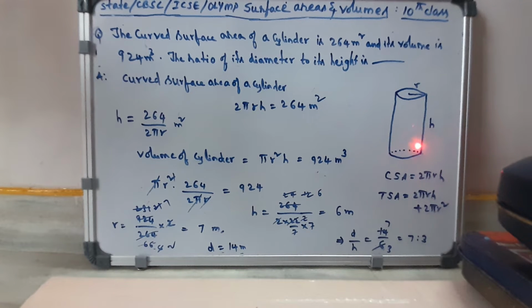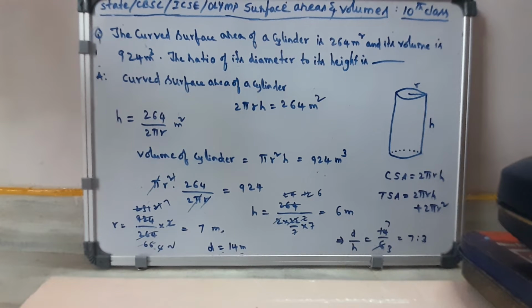If he asks for the total surface area, then we have to add pi r square here and pi r square here, so 2 pi r square we have to add. We need not consider that here. We will only consider the curved surface area. So the curved surface area of a cylinder, 2 pi r h, is equal to 264. We have two unknowns here, radius r and height h, right? So height h is equal to 264 by 2 pi r.